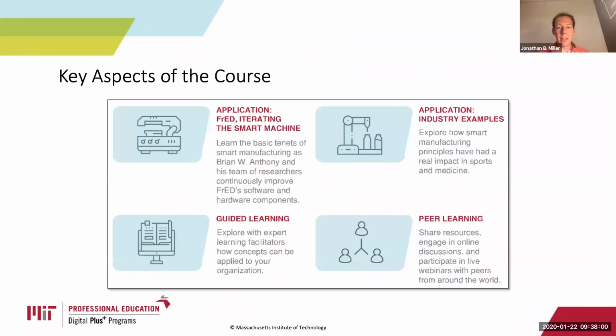So the key aspects of this course, we can divide it into roughly 4 high-level areas. The top 2 are an application, so about Fred, and industry examples, and then we also have the guided learning and the peer learning. So specifically with the application with Fred and the iterating on a smart machine.